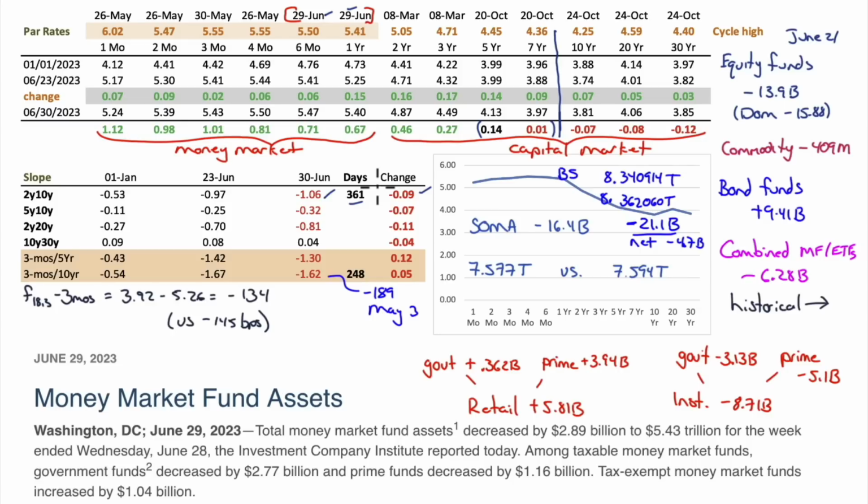If we look at the 3-month to the 10-year, 162 basis points. These numbers here should be green. I don't know why my spreadsheet is not changing them green when they should be. 162. So we have 248 days here, a little over 8 months. 189 was the largest inversion on May 3rd.